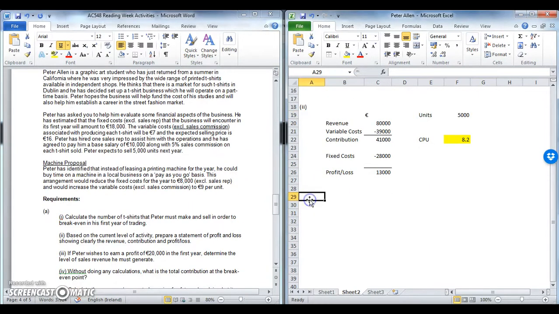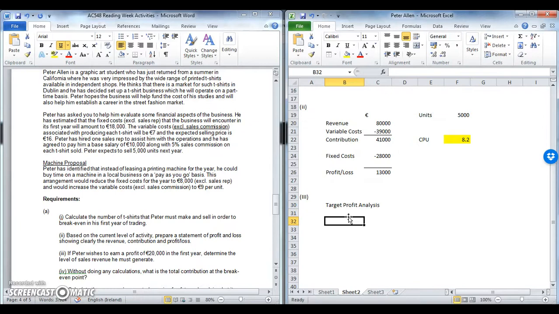So, third question here is, if Peter wishes to earn a profit of 20,000 in the first year, determine the level of sales revenue he must generate. Alright, so that's a tricky one. Determine the level of sales revenue. So the first thing, and this is what's called a target profit analysis.